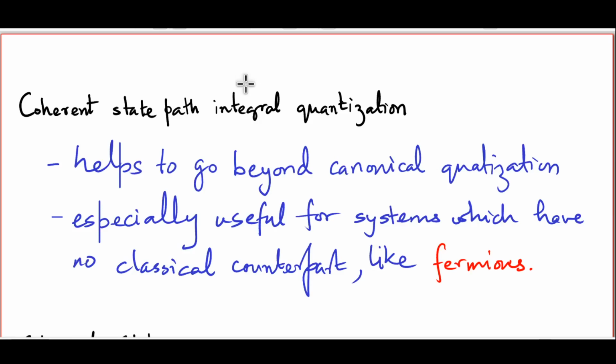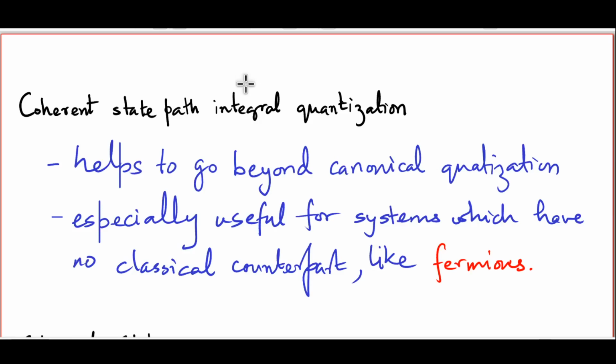The standard path integration techniques that we have been talking about so far earlier in the series actually are all based on what is called standard canonical quantization. Coherent state path integral quantization allows us to go beyond that. In particular, this is especially useful for systems for which there are no classical counterparts.